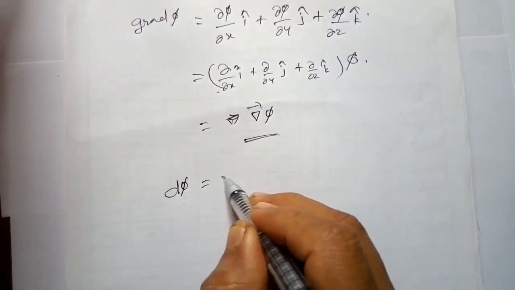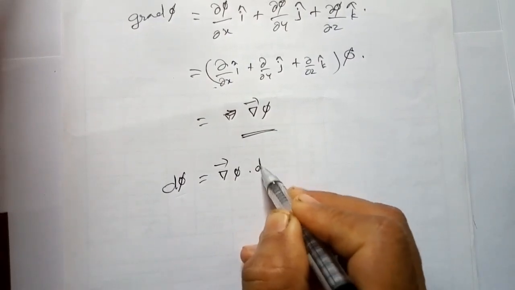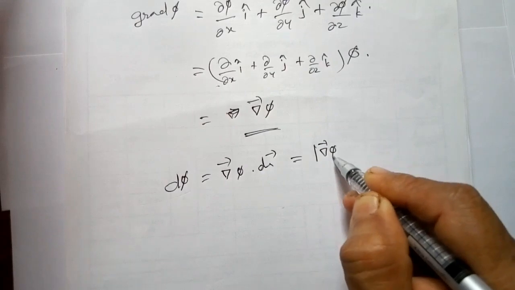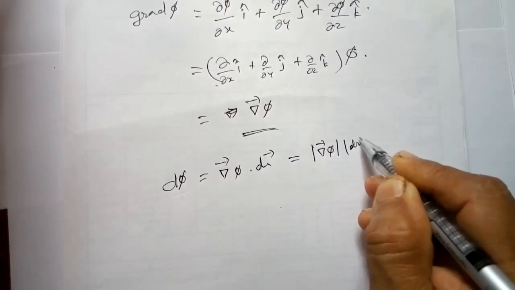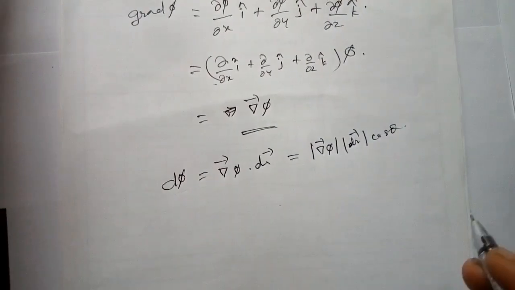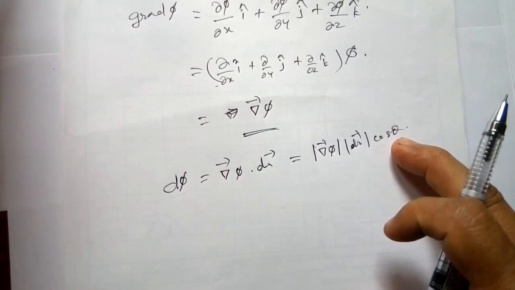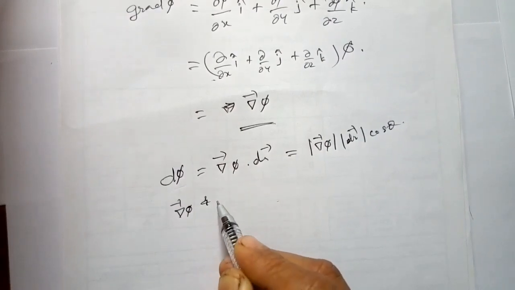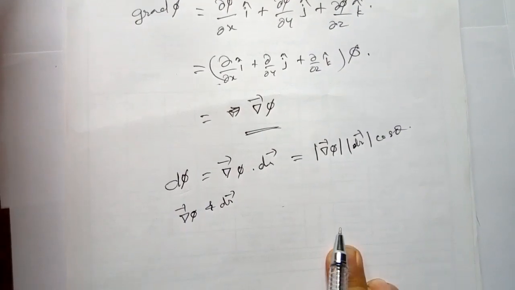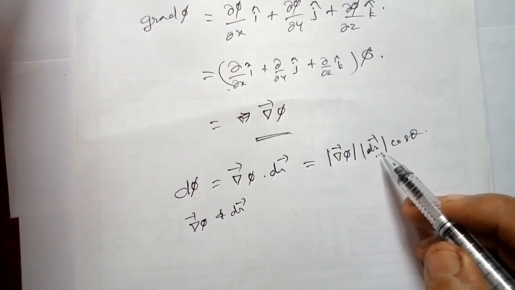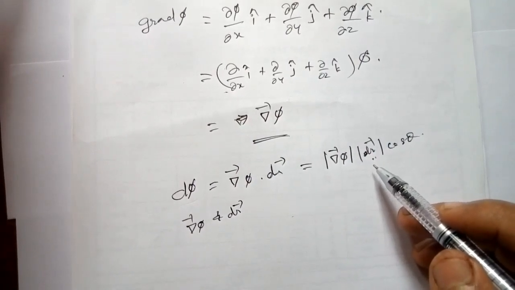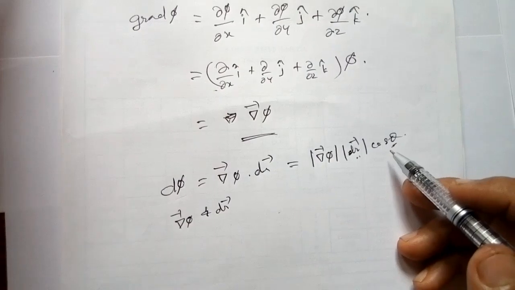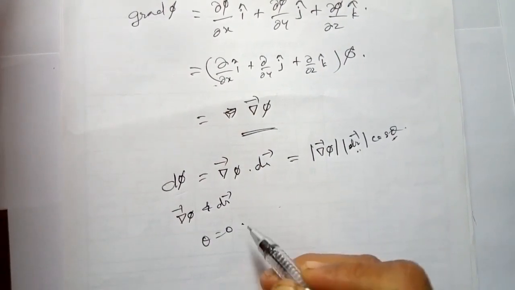d phi is equal to del phi dot dr. That is nothing but modulus of del phi, modulus of dr cos theta, where theta is the angle between del phi and the position vector dr. Now if we fix the magnitude of dr and vary the direction, that is, vary theta, the maximum change in phi occurs when theta is equal to 0.